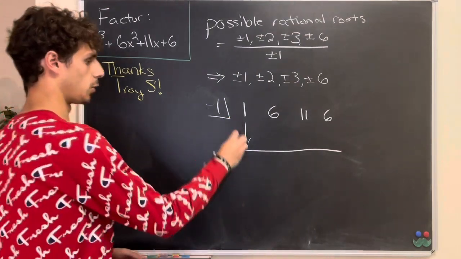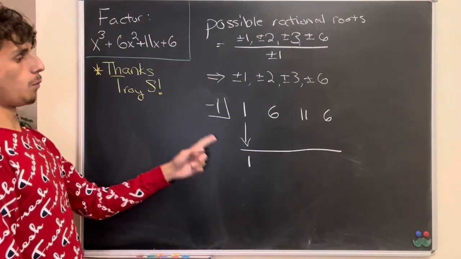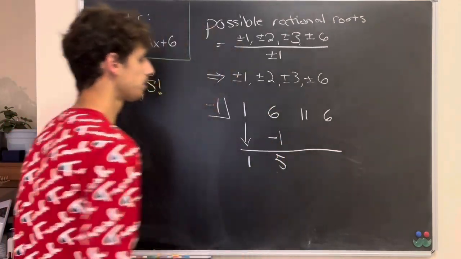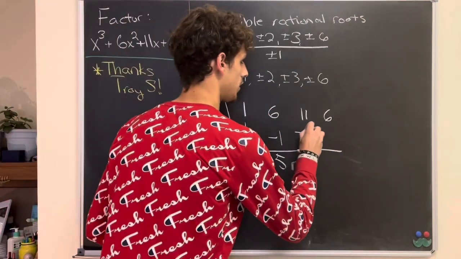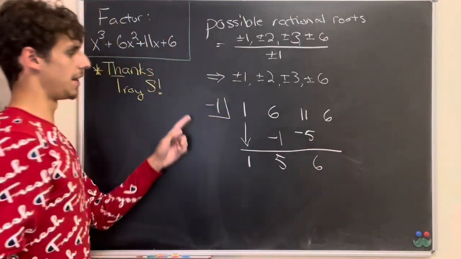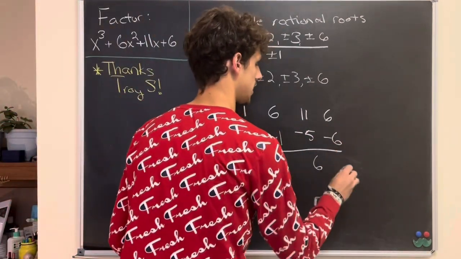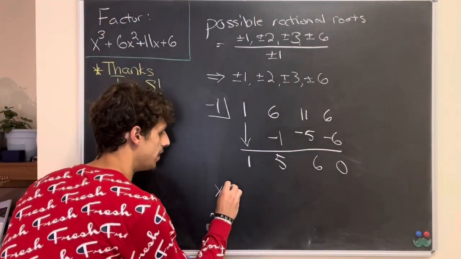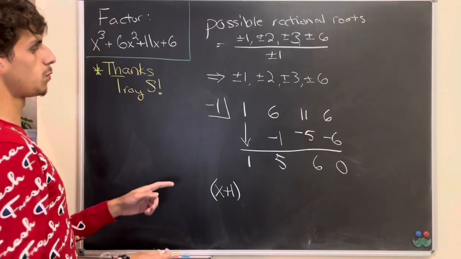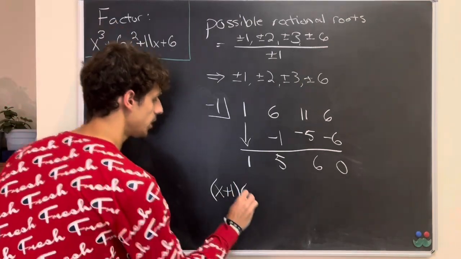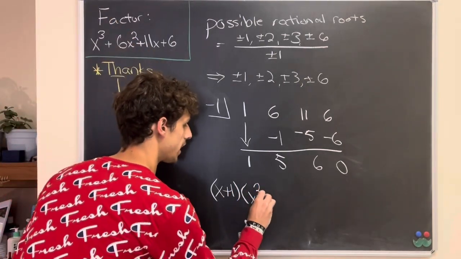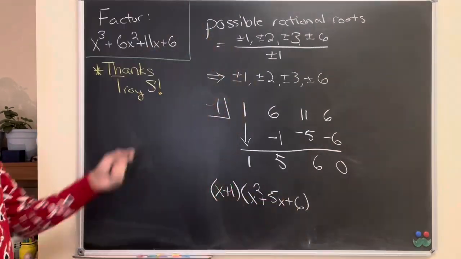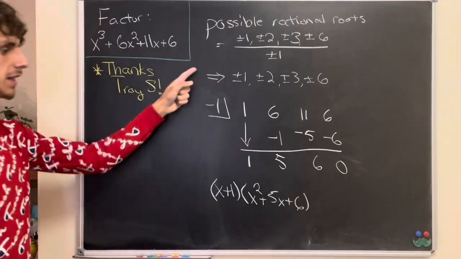Okay, so let's test negative 1. So we bring this number down first. 1 times negative 1 is negative 1, so 6 minus 1 is 5. 5 times negative 1 is negative 5, that leaves us with 6 here, and then 6 times negative 1 is negative 6, and we get 0 here, which means that we have no remainder, and this factors as x plus 1, that's because we tested negative 1 here, times x squared plus 5x plus 6. So let's get rid of these calculations, we'll bring this up, and then we'll finish it off.